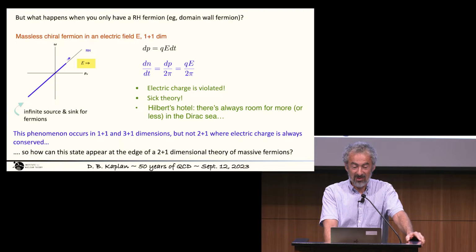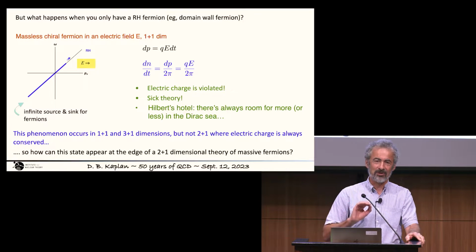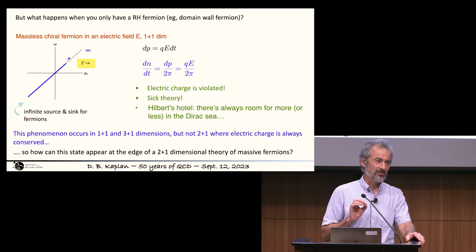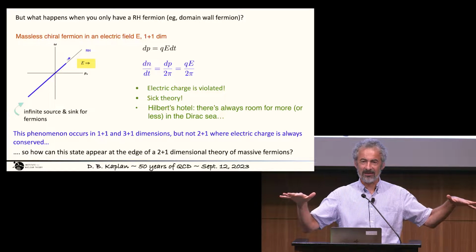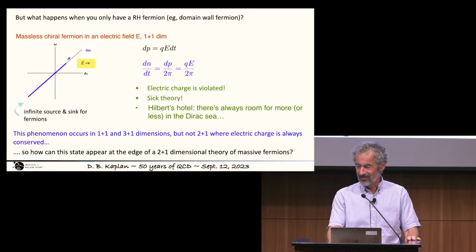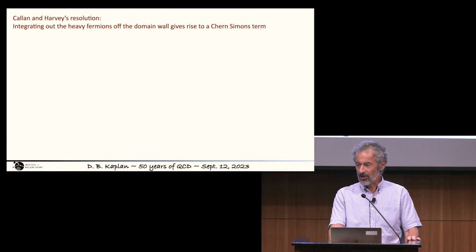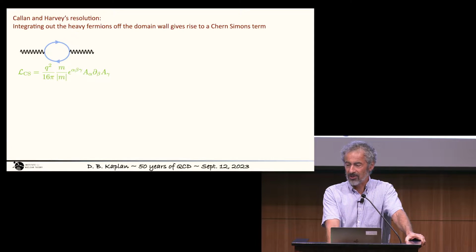And it seems like this is sort of a conundrum, because you can apply electric fields of arbitrarily low frequency with very little energy in the system. And all of the fermions off of the domain wall have a big, heavy mass. They're gapped. So you don't have enough energy to create an excitation. Well, so Kaplan-Harvey's resolution is that when you integrate out the heavy fermions in the bulk, it gives rise to a Chern-Simons term.